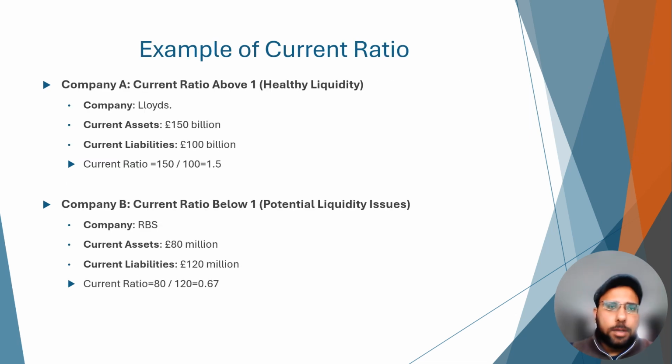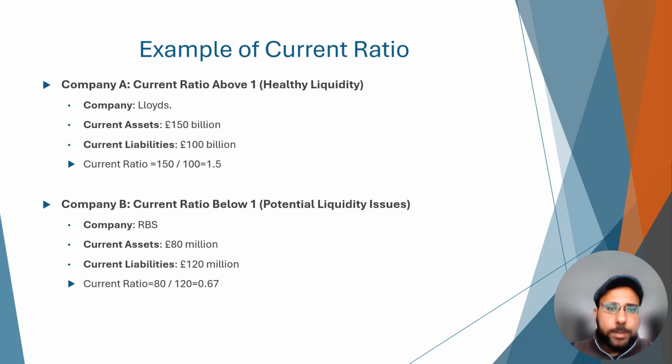We now have 2 examples of how the current ratio can be used. But before we go into them, let's refresh our minds very quickly. The current ratio is a prominent liquidity ratio. It measures a company's ability to cover its short-term liabilities with the short-term assets. It's calculated by current assets divided by current liabilities. And if we get a ratio above 1, that suggests that the company has more current assets than current liabilities, which is great. And it can meet its short-term obligations, while anything below 1 suggests potential liquidity issues.